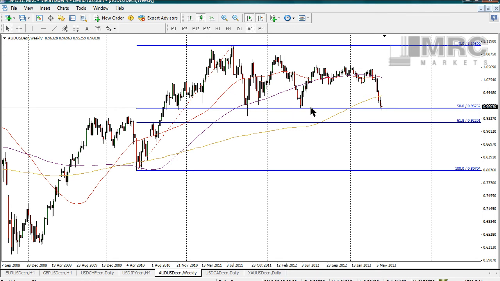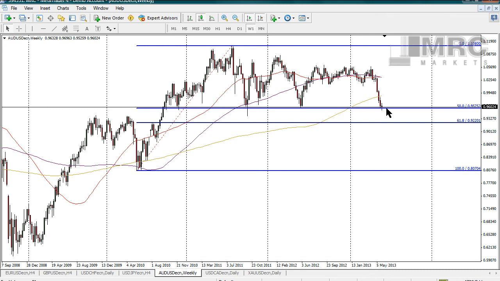1, 2, 3, 4 tests now. This is the 4th test. I wouldn't be surprised to see it break lower, but of course it could still hold and rotate higher. But if you imagine it as being like a floor, the key, if you stamp on it 4 times, it's more likely to break, really.